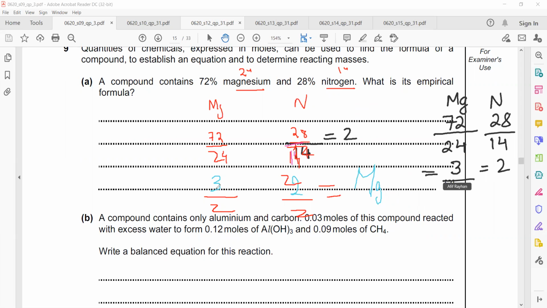So when you divide by the smallest value, this will come out 1.5 and this will come out 1. But whenever one of the values is 1.5, 2.5, 3.5, you have to multiply them by 2. So it is actually Mg3N2.